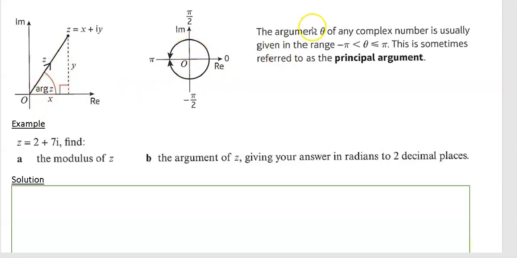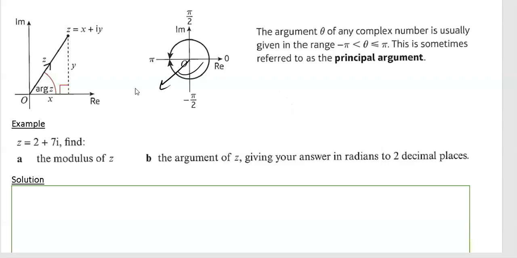Okay, very important thing then: the argument theta of any complex number is usually given in a range from minus pi to positive pi. So this is sometimes referred to as the principal argument. So you find your angle between here and here. Sometimes as well, it is given as a positive value, so it's not always given as that. So say your angle is in here. For example, maybe your principal argument is minus 2 pi over 3.